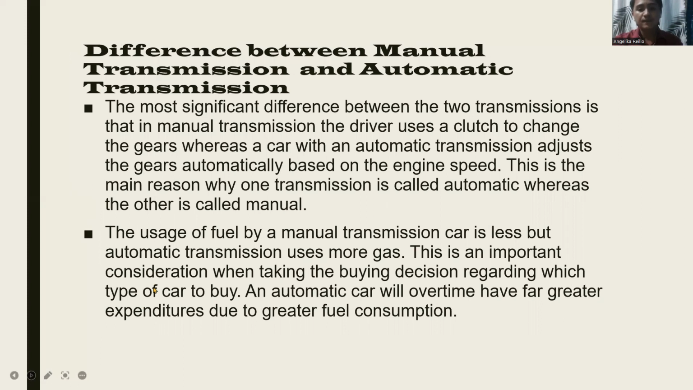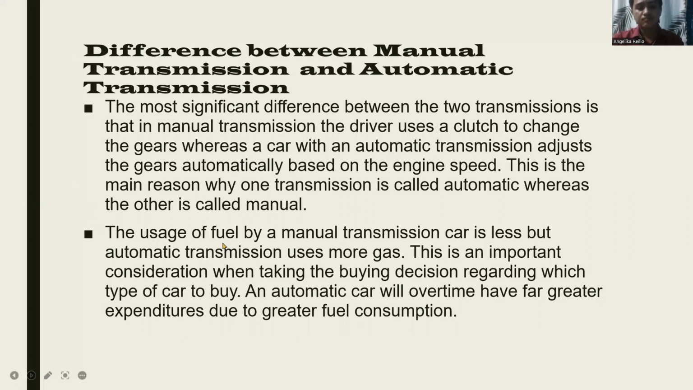Difference between manual transmission and automatic transmission. The most significant difference between the two transmissions is that in manual transmission, the driver uses a clutch to change the gears, whereas a car with automatic transmission adjusts the gears automatically based on the engine speed. This is the main reason why one transmission is called automatic whereas the other is called manual.